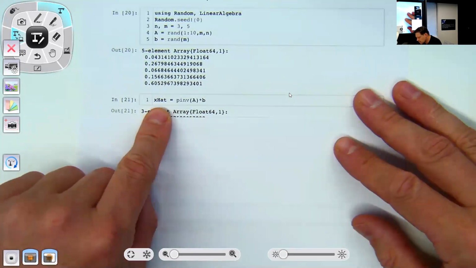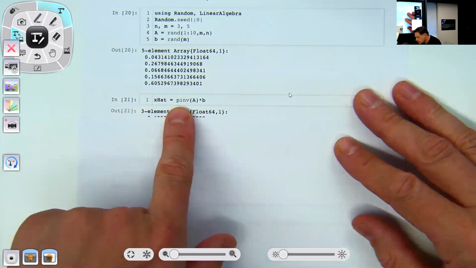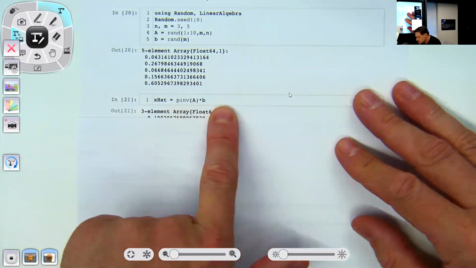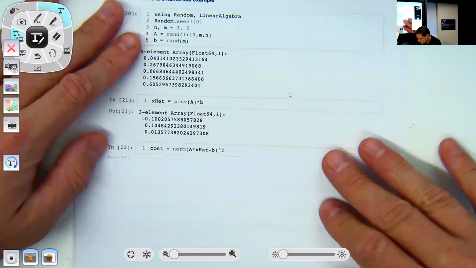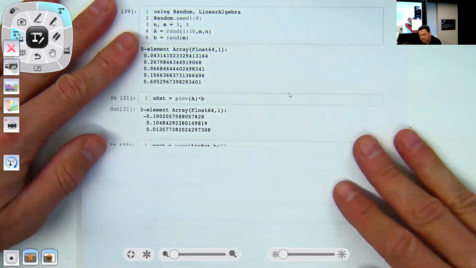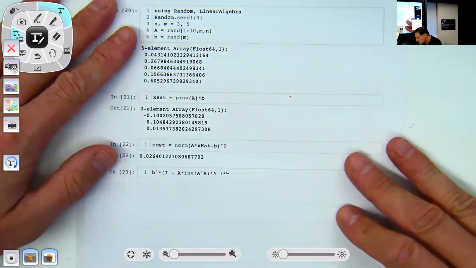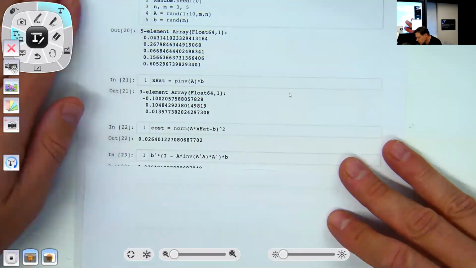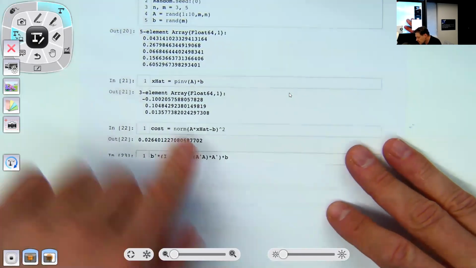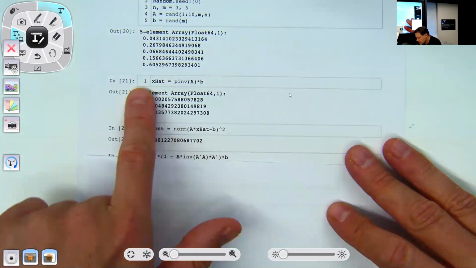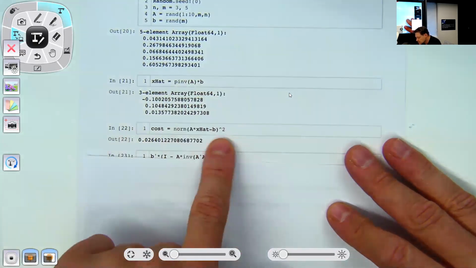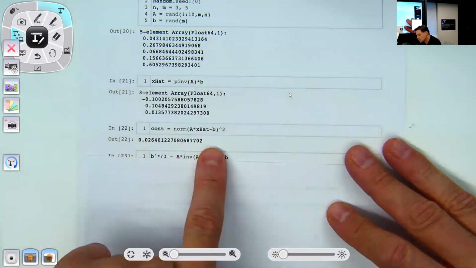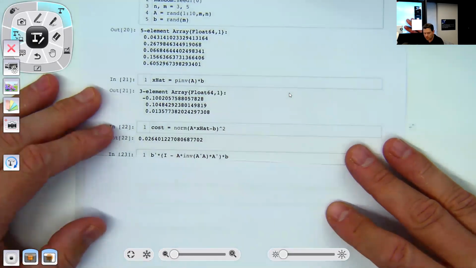And then X hat is the pseudo inverse of A times B. And then there it's presented. And then here we've got the norm of A times X hat. Remember, X hat is this one. And so that's squared, and so this is the norm. We can see that that's greater or equal to 0.